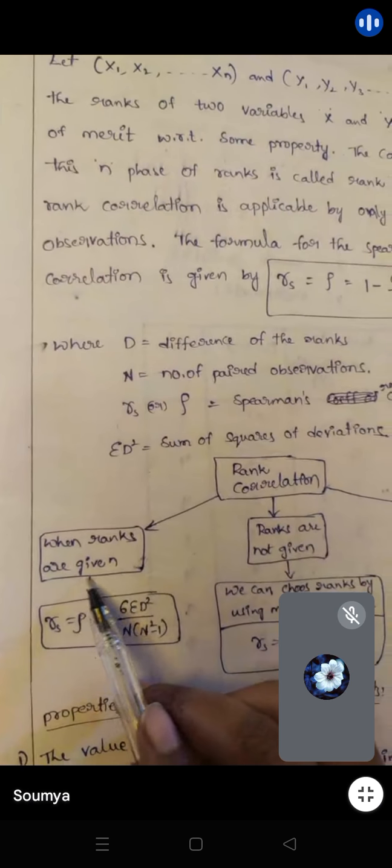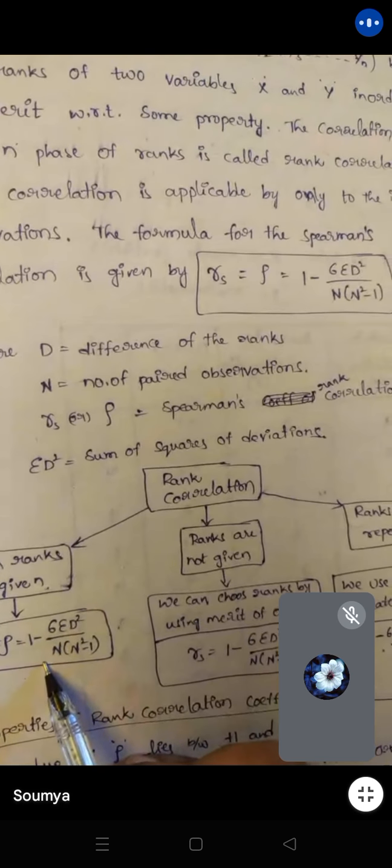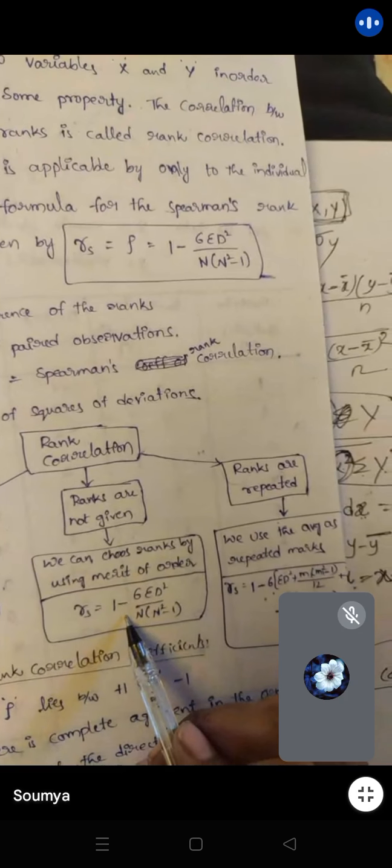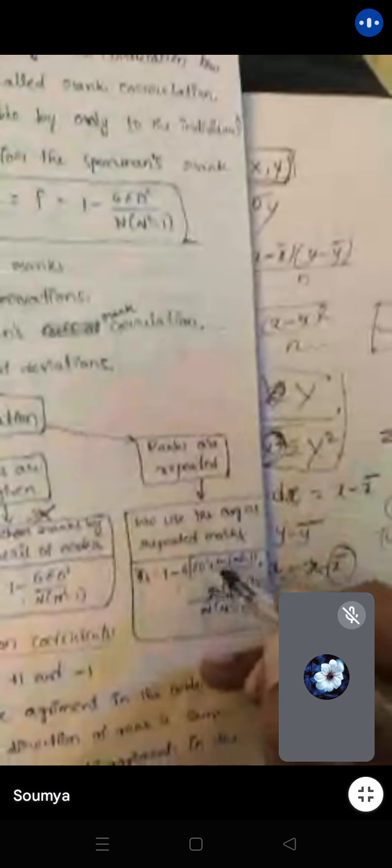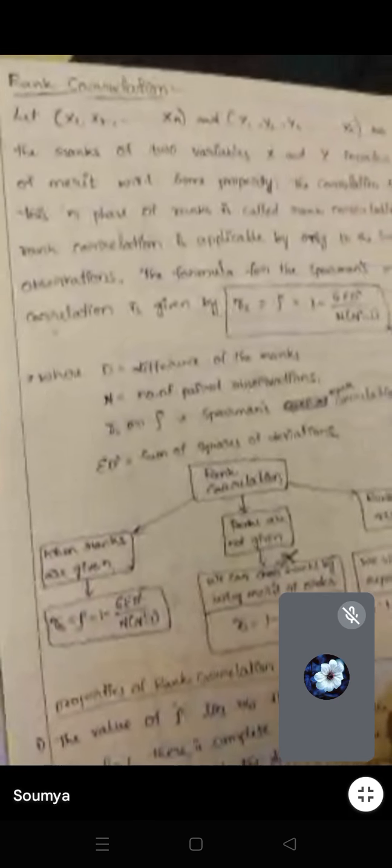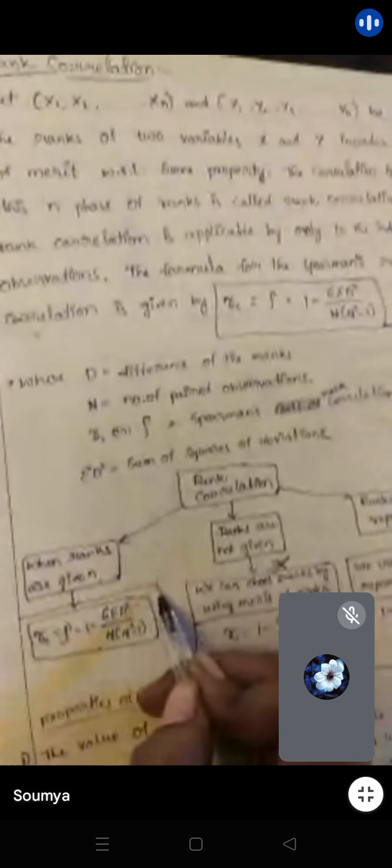So for this we have the formulas. When ranks are given, use this formula. When ranks are not given, this will not be in your subject, but you have this. This is for when you have ranks repeated. First of all, if you know this, you can solve this. Remember this formula. Okay, how will you go for rank?